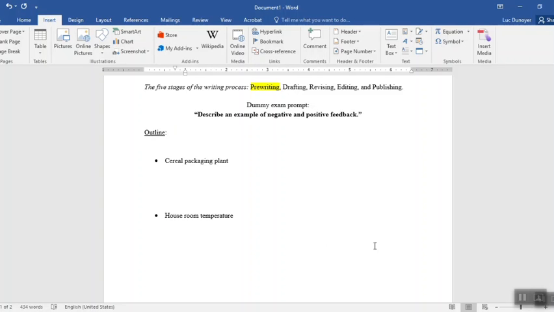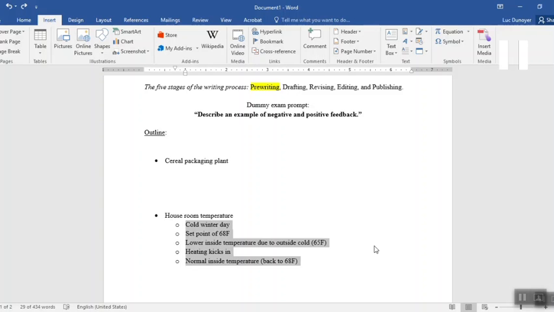So the way I show you the process is what I would do when I create an outline is create the meat of the paper. That's what you want to talk about first. And here we're talking about negative and positive feedback. So I'm going to choose an example for each. I chose cereal packaging plant and house cold room temperature.